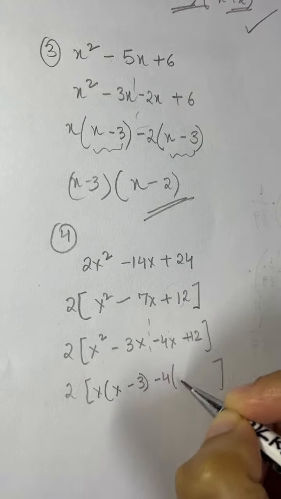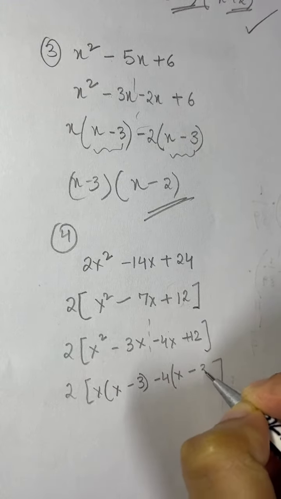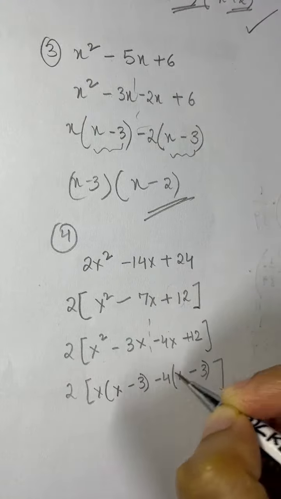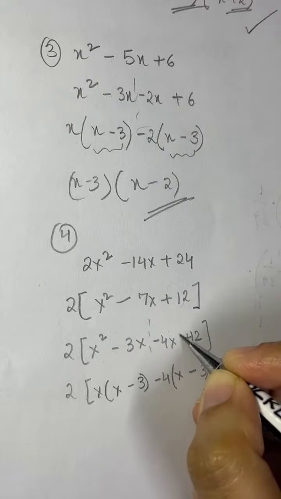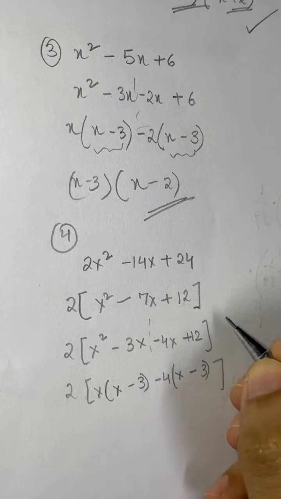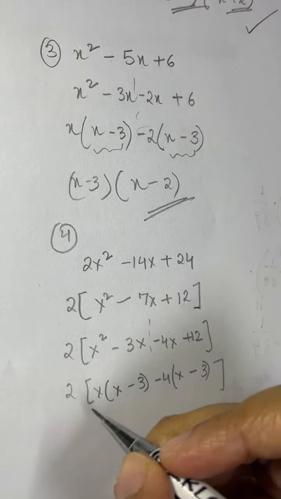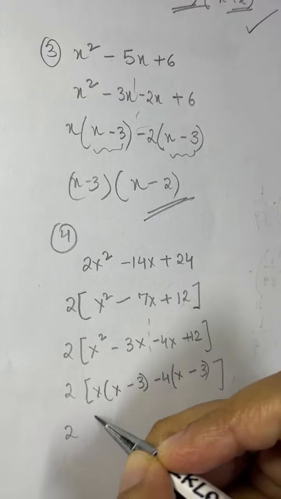Here what can you take out? Negative 4. What is left? X minus 3. How minus 3? Minus into minus plus. 4 times 3 is 12. You should get back the same thing. No changes at all. Okay. Now you have 2.